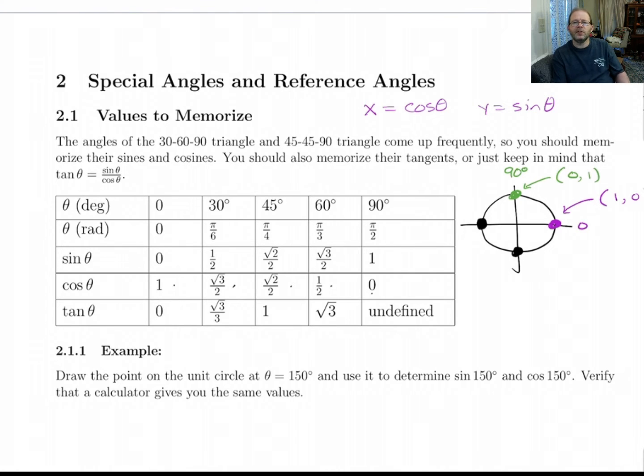And then I mentioned above, tangent is sine over cosine. So you can get these tangent values by just doing sine over cosine. In this case, it's 0 over 1, which is 0. Half over this, when you do some reducing, you get root 3 over 3. This divided by this gives you 1. This divided by this gives you root 3. And 1 divided by 0 is undefined. So anyway, these come up often enough that it's really advantageous to memorize this entire chart.